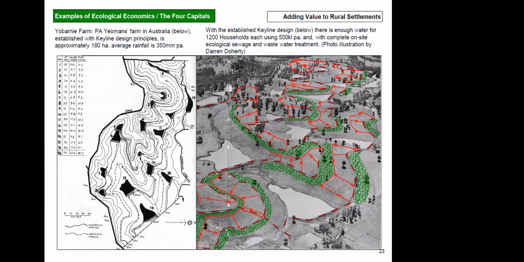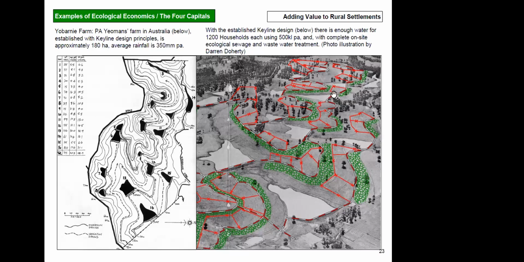And Darren Doherty, whose course I did on regenerative agriculture, showed us this slide where he said, imagine if we convert this farm into a peri-urban suburb, but by developing all the rainwater harvesting on site, what would it look like? And he came up with a little sketch of where the roadways would go, and he worked out that this farm here could house, there was enough water there for 1,200 households, each using 500 kiloliters of water per annum.